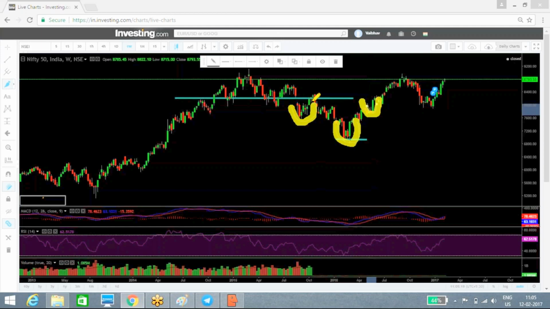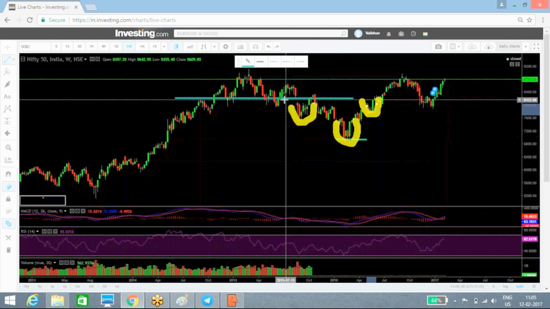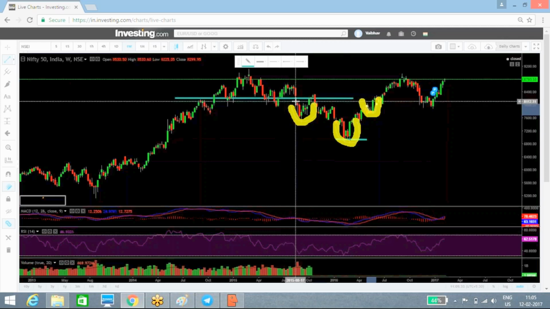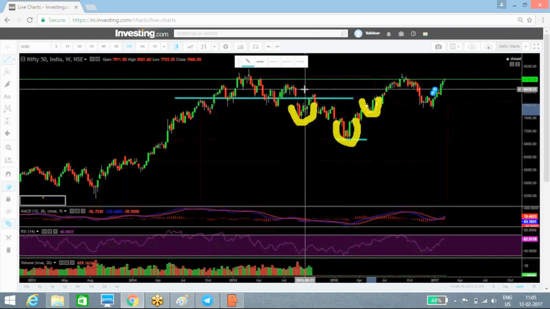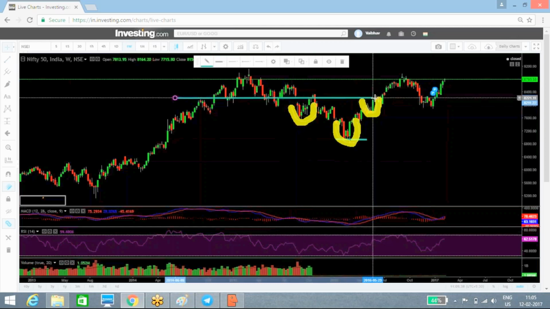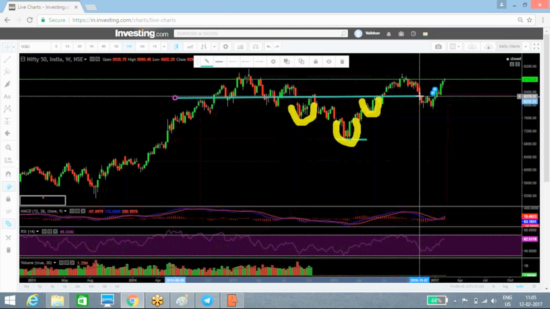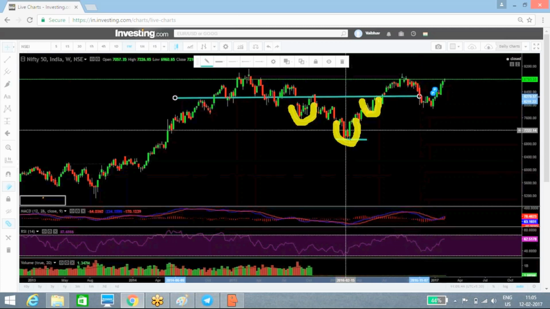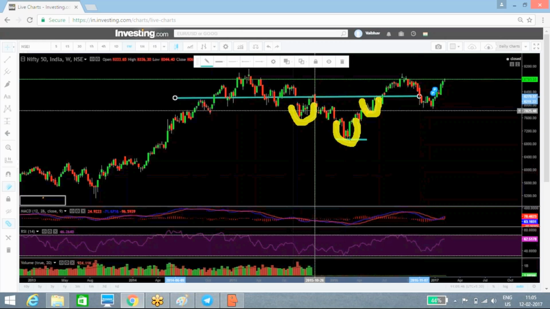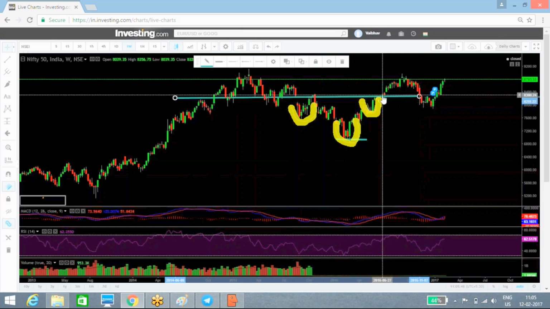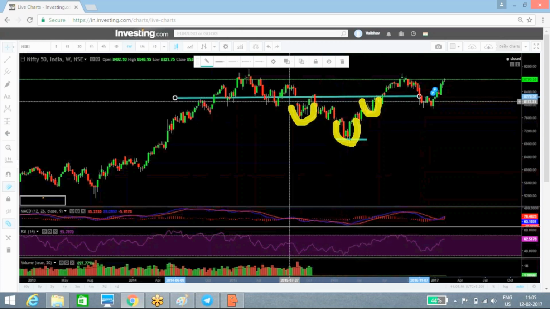You can clearly see that this was a reverse head and shoulders, right? This is the head, these are the shoulders. Okay, and now what is your neckline? The same line which we drew is your neckline, right? Or maybe a bit below that, but if you just extend it a bit, this is your neckline now. This is your first shoulder, this is your second shoulder, and this is your head.